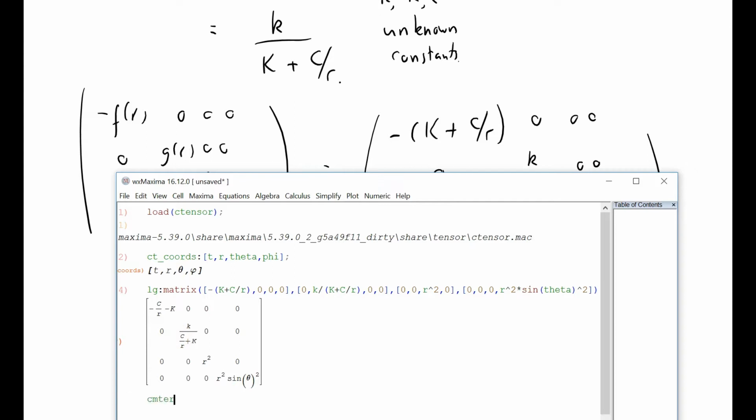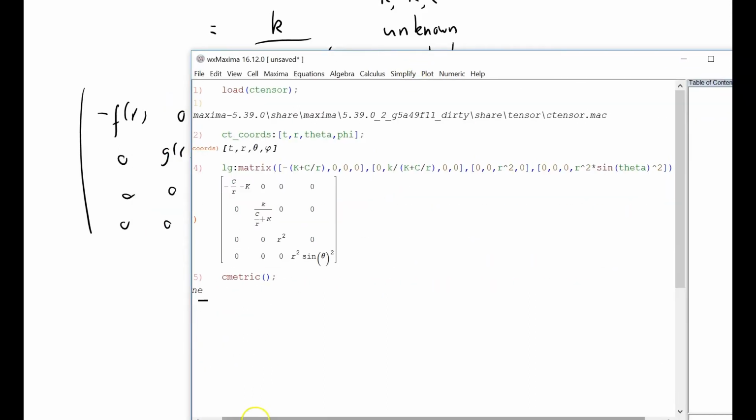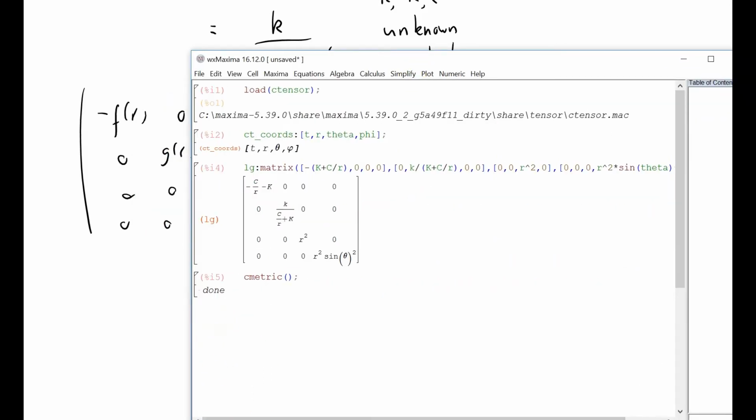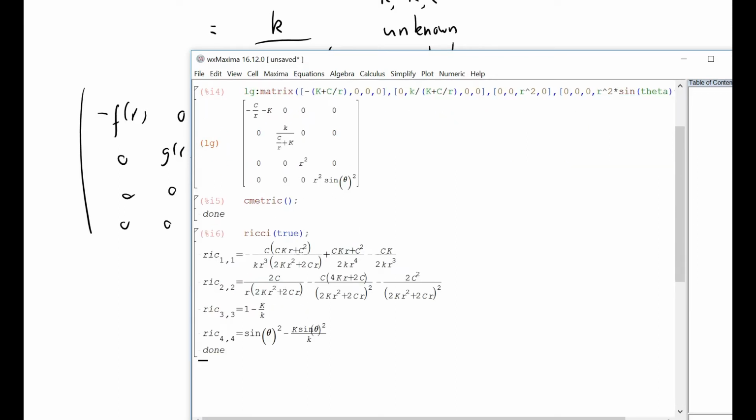So now we need to go C-metric, and it does some setups behind the scenes. Let me just scroll leftwards a bit so we can see the output done. And then we need to find the Ricci tensor, which is this. Okay, and a great deal of mucking around here.